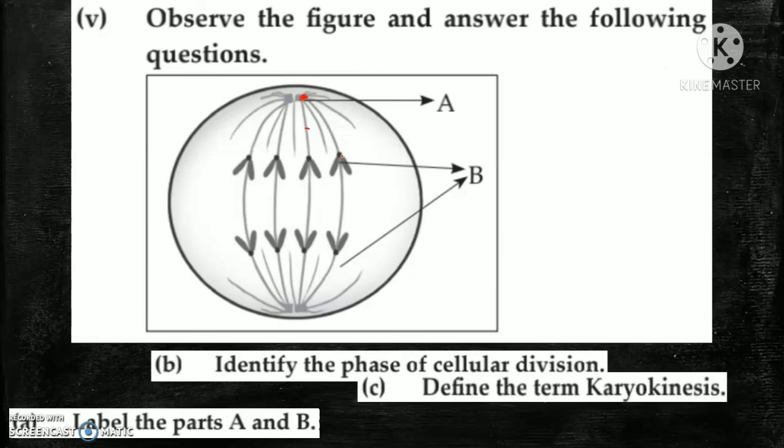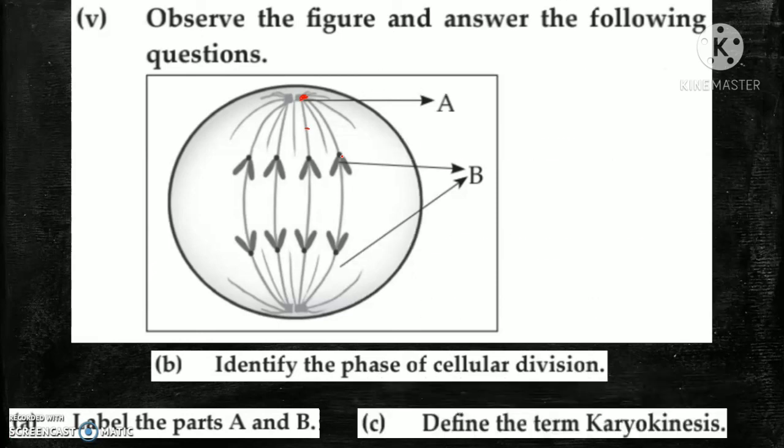Next, question C. Define the term karyokinesis. The division of the nucleus is known as karyokinesis, or karyokinesis means the division of the nucleus. Whatever you want, you can write. What is the difference, active to passive or passive to active? Whatever it is, it should be written clearly.